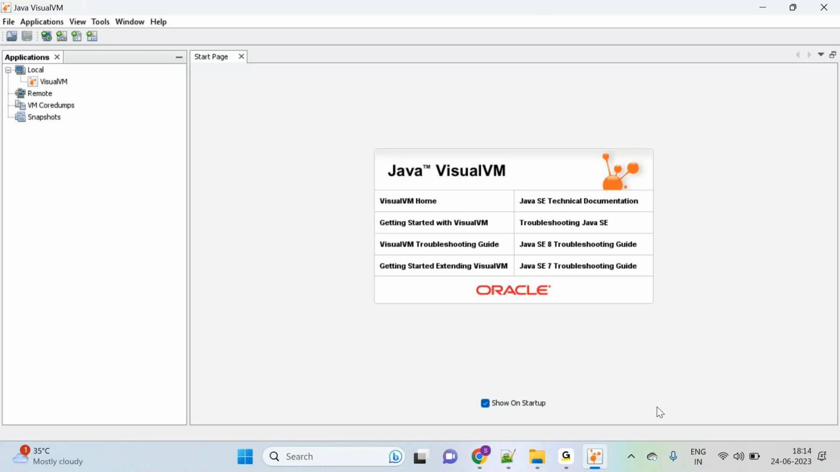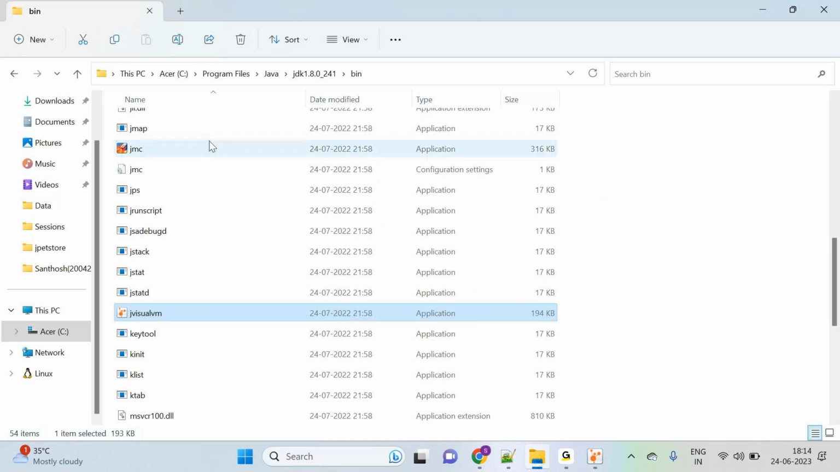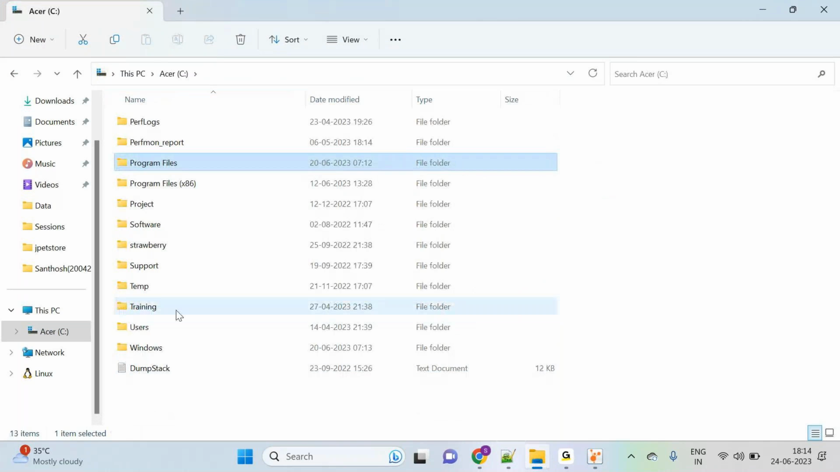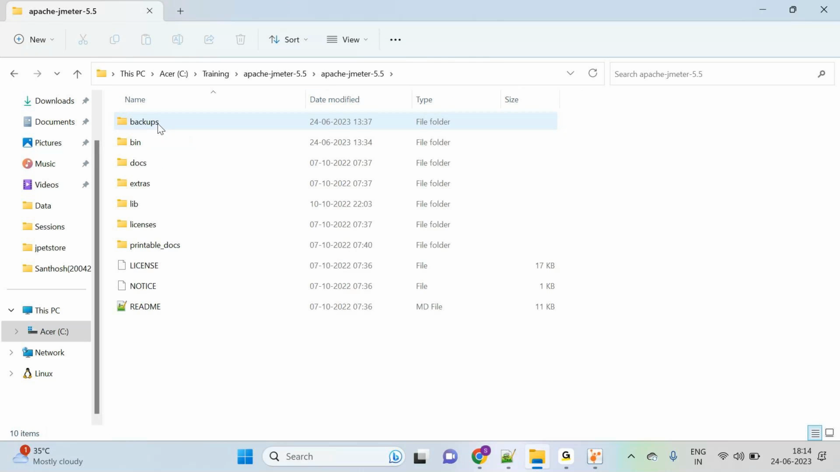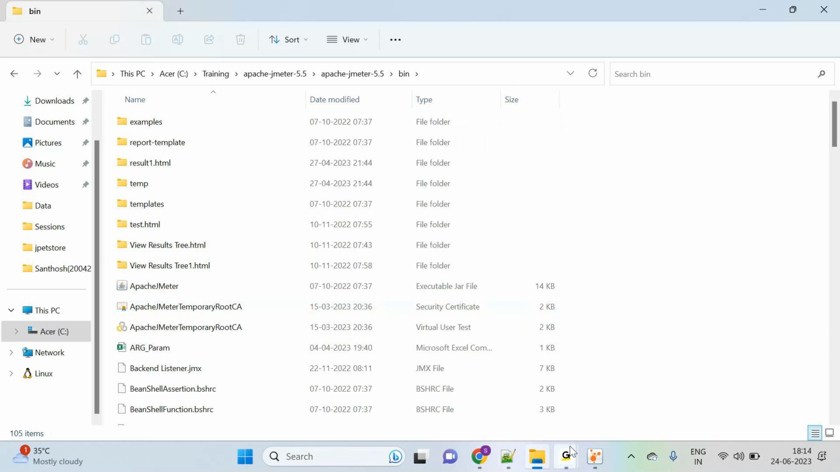I told you this tool is used for monitoring the JVM. I don't know how many performance testers are there in this group, or how many of you are aware of a tool called Apache JMeter. Apache JMeter is an open source performance testing tool. I'm double clicking this tool just for understanding purposes. Don't think that I'm going to teach anything about JMeter; no, I'm not.